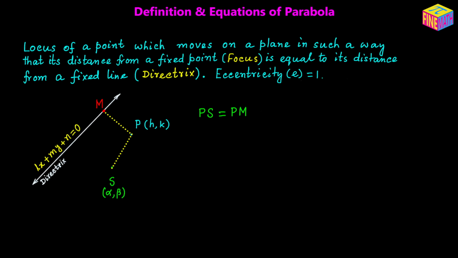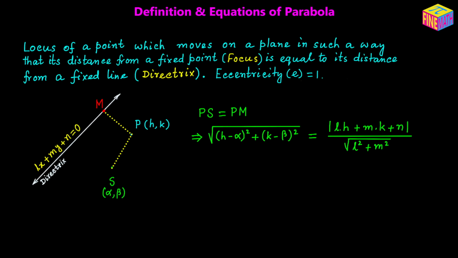And now I'm going to use the distance formula to express the distance PS. It should look like this. And then I'm going to use the formula for the distance of a straight line from a point. So the PM distance can be expressed like this. I have already created a separate video on this topic. I have shared the link in the description. Feel free to watch that video.